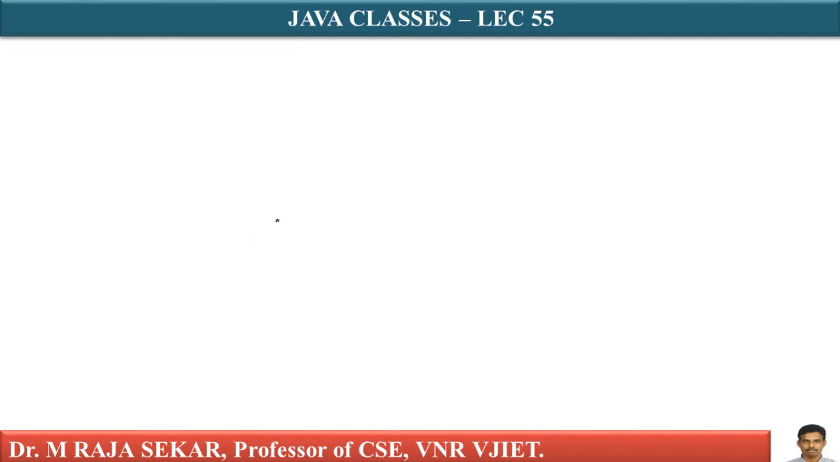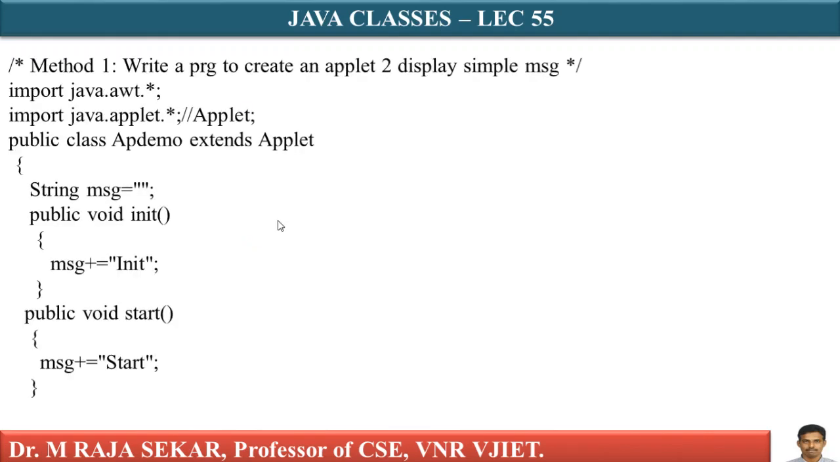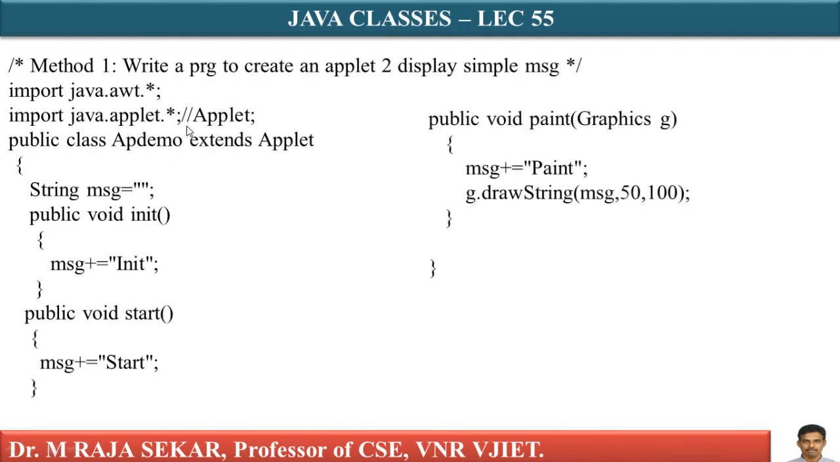In this lecture, we will try to understand how to write an applet program. I can say this is method 1, in which we will keep a separate HTML file. But even if you want, you can keep the HTML file in this program itself. In my next program, we will try to understand how one can keep the HTML file in your applet program itself.